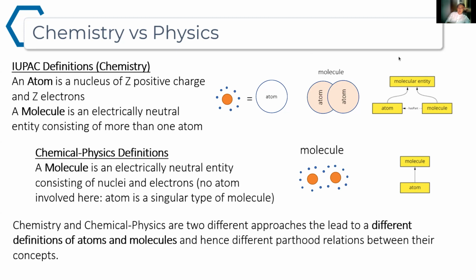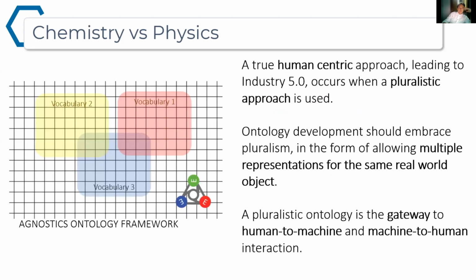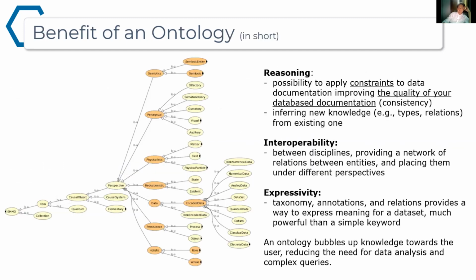So how can we deal with this problem? The idea in the EMMO, in our ontology, is that we want to host different vocabularies and to find the overlapping region, or the things that cannot live together, using a very fundamental approach. So the benefits of our ontology are the possibility to reason and to apply constraints to the data. So this is an example of an EMMO taxonomy, starting from the root.